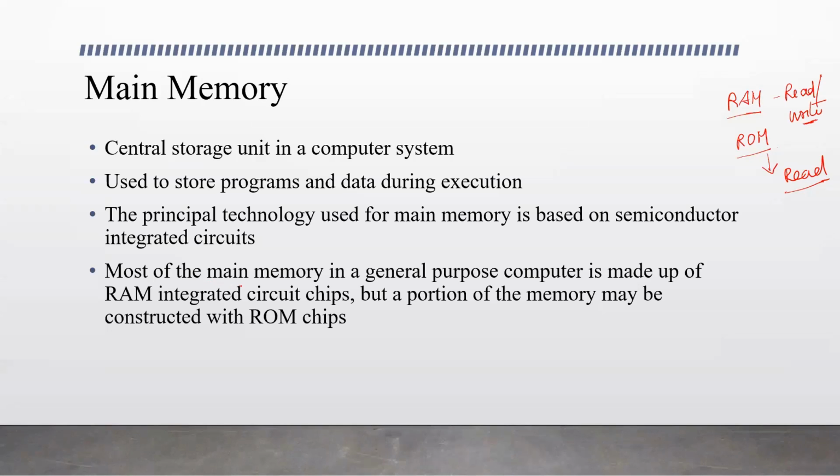The fourth point: most of the main memory in a general purpose computer is made up of random access memory, RAM integrated circuit chips, but a portion of the memory may be constructed with ROM chips. So, for constructing the main memory, most of it is RAM, the read-write memory, and a little portion of the main memory consists of read-only memory.